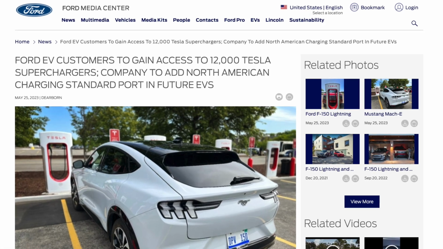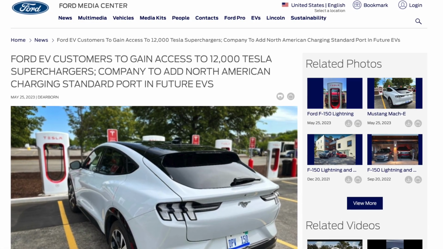This is great for Ford owners who have been limited to non-Tesla charging stations outside of their homes. The new deal gives Ford drivers access to 12,000 Tesla superchargers across the US and Canada. And as it stands, one of the largest hurdles to the EV industry is simply a lack of infrastructure to support the day-to-day use of their vehicles. You could have the greatest EVs in the world, but what good are they without anywhere to charge them?